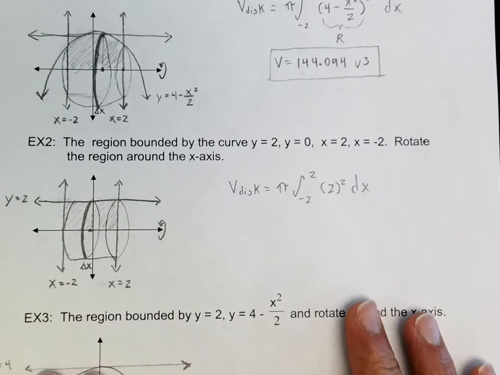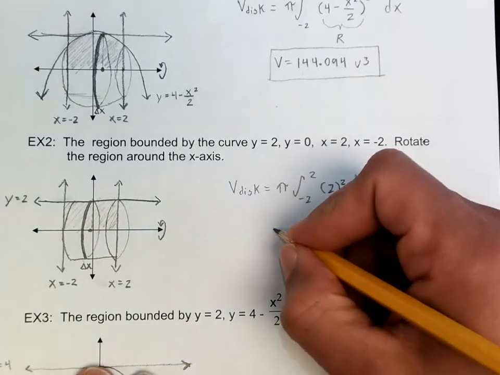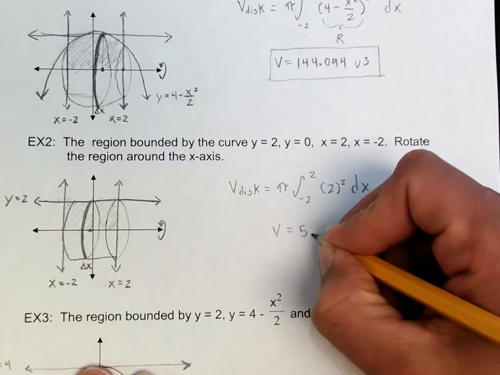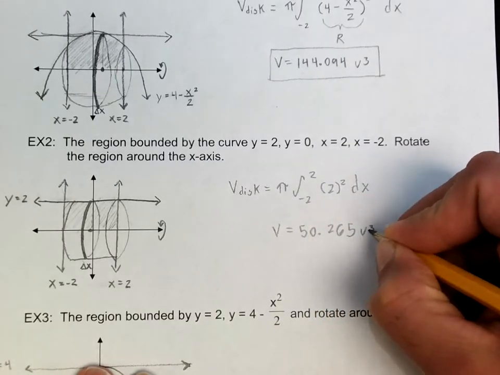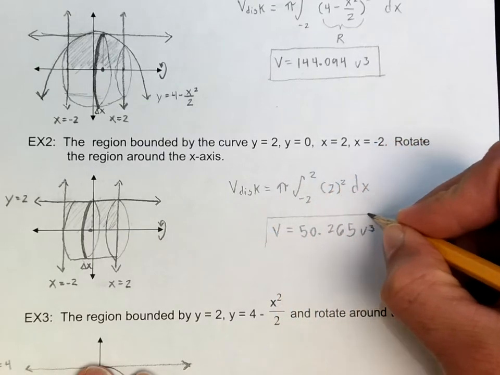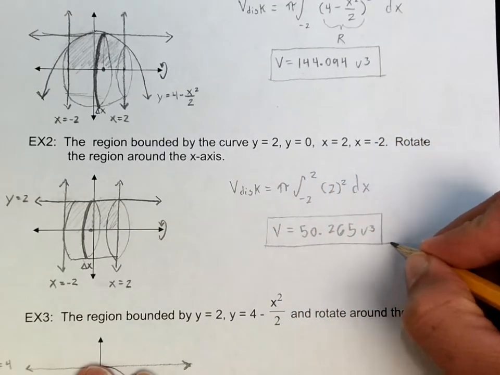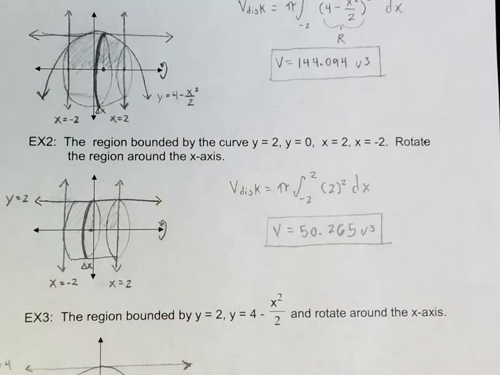And on that one, if we put that in a calculator, or you can do that by hand, that wouldn't be too bad. We get that the volume is equal to 50.265 units cubed. Now, again, we haven't done anything different than what we did from example 2, except I'm just doing it faster, because I feel like I've already talked about it.